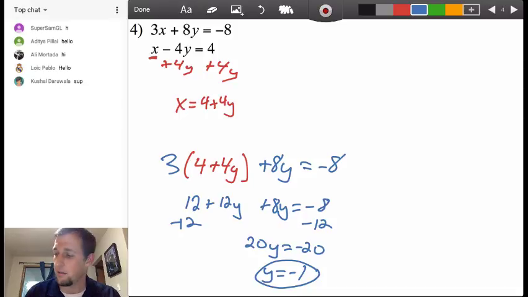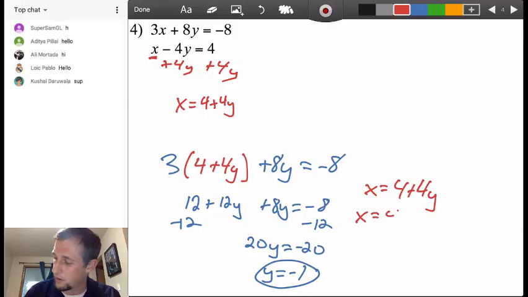Plug that back in literally anywhere for any one of those y's. You just need to make sure there's an x in there too. So I'm going to go up to that x equals 4 plus 4y piece. Okay, I'm going to change my y to a negative 1. Oops, small mistake. Try again. 4 times negative 1. It looks like if I do math there, that's 0. So it looks like I get 0 and negative 1.